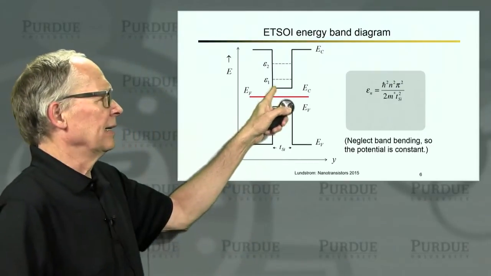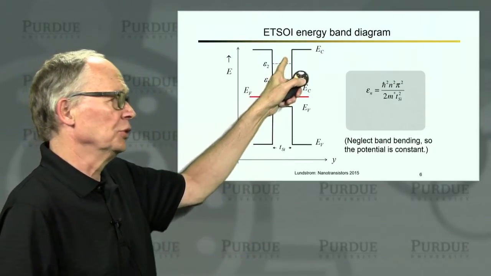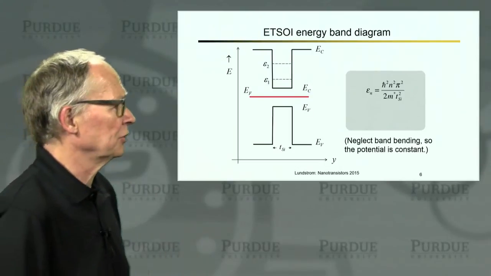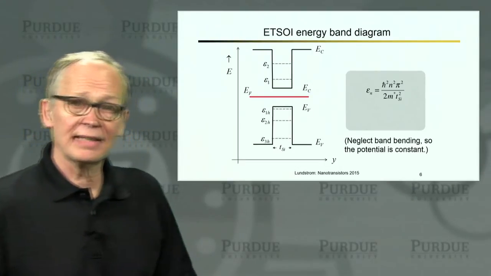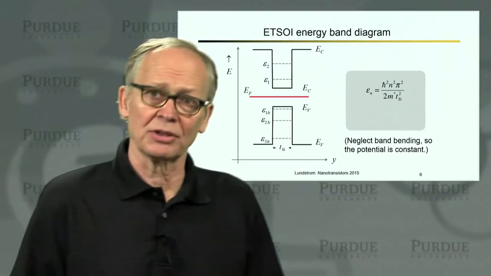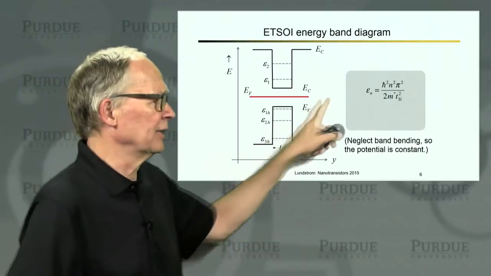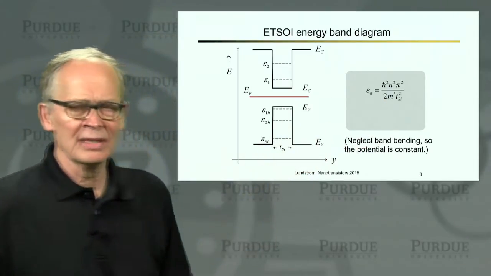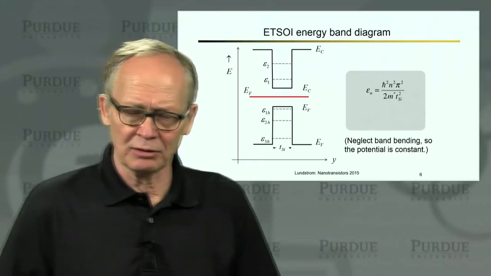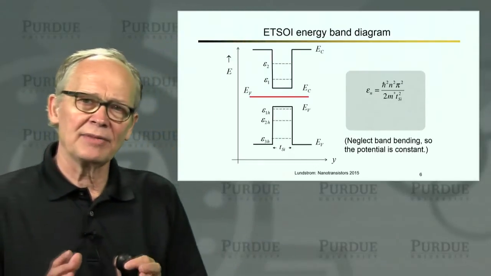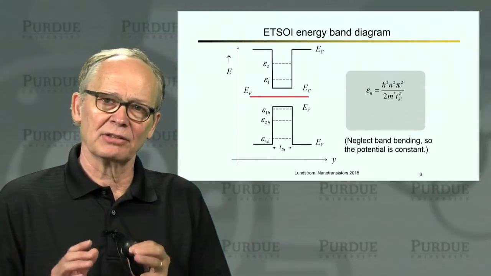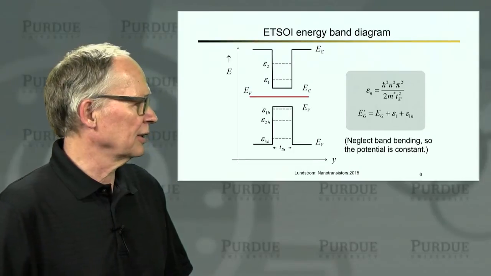Okay. And then there's a second one for n equals 2, and there might be higher ones for n equals 3 or whatever. There's a set for holes also. The holes are quantum confined, and the holes have a different effective mass, so their energy levels would be a little bit different. So we have these quantum confined electrons now in this extremely thin silicon layer.